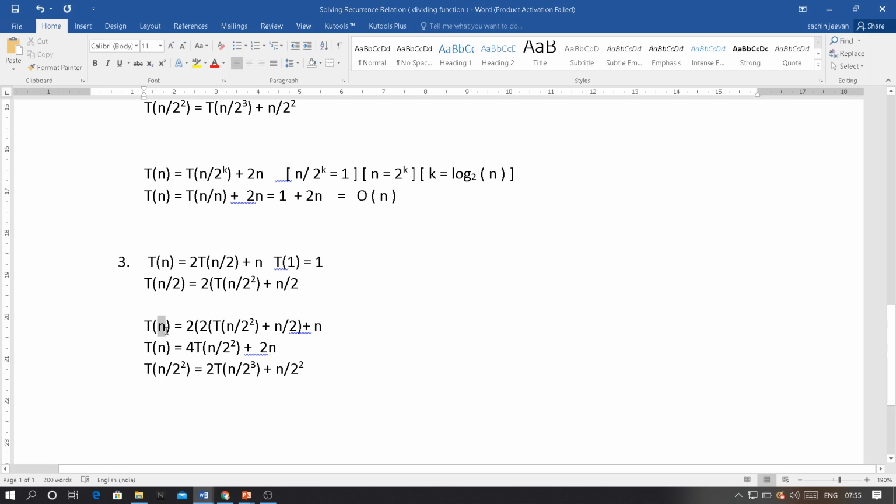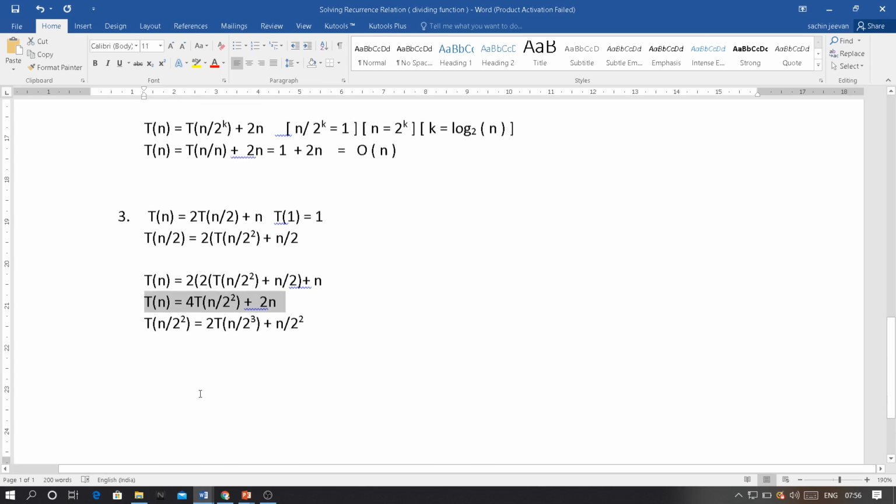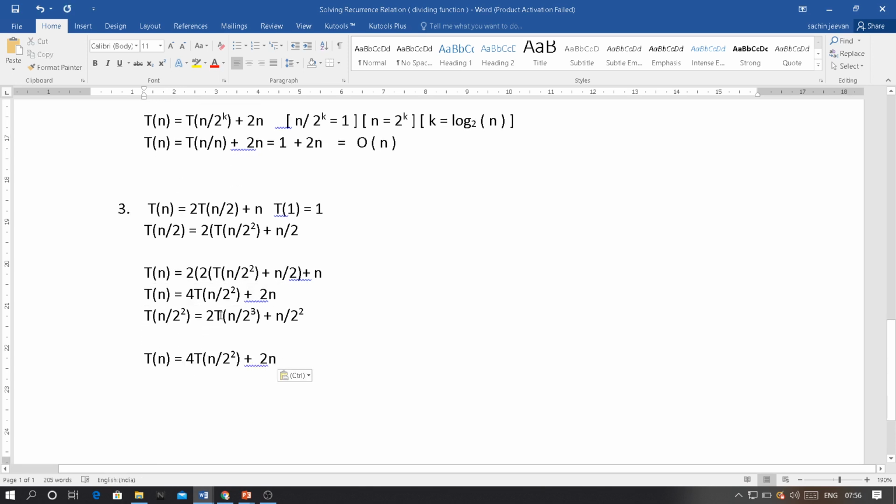Already we have seen here, if this is n, this is taken as n. If this is n/2, then the term becomes n/2. When this term is n/2², then this term has to be changed to n/2². So now we have to substitute this entire term instead of T(n/2²) alone. I'll take this equation and we'll go for the substitution. Instead of T(n/2²), I need to substitute these entire values.